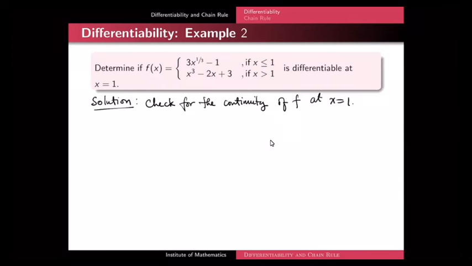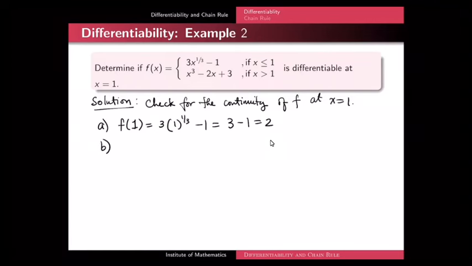So again, we'll just do it fast. So first is to check f of 1. So f is defined here when x is equal to 1. Therefore, f of 1 is just 3 times 1 raised to 1/3 minus 1, and this is simply equal to 3 minus 1, and that is equal to 2.